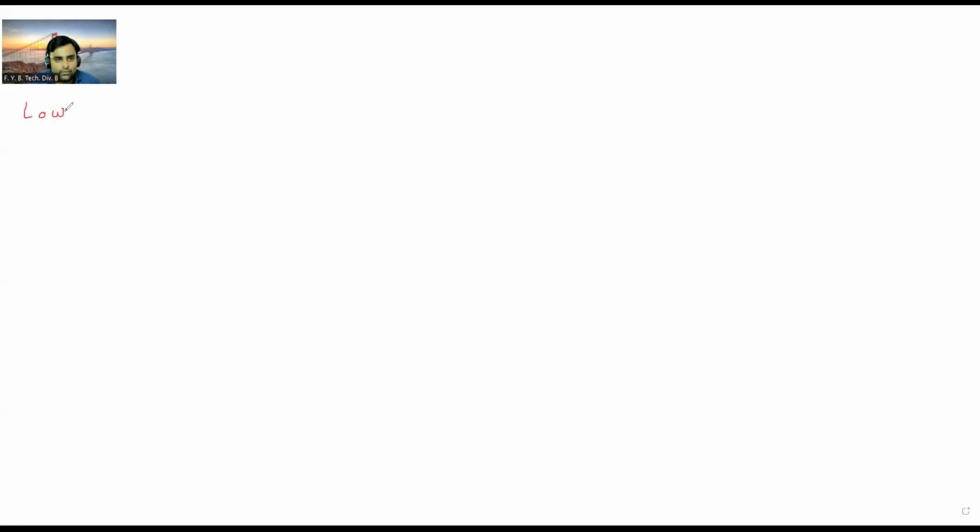Law of conservation of energy. This is also known to you. So here, what is the law? Energy can neither be created nor destroyed. It can transfer from one form to another. Okay, so this is the law of conservation of energy.